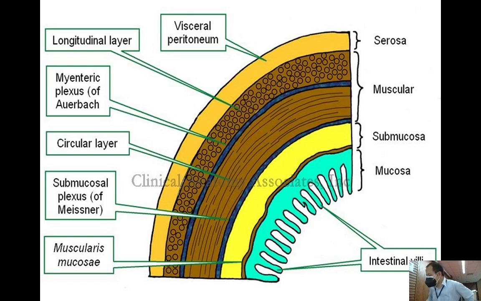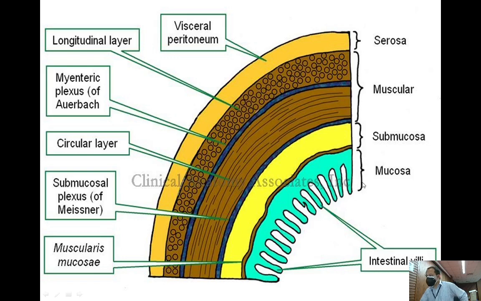As you can see here, there's a very thin layer of smooth muscle. This is said to be seen only from the esophagus downward. You don't see this in the mouth. And all these form what we call the mucosal layer.